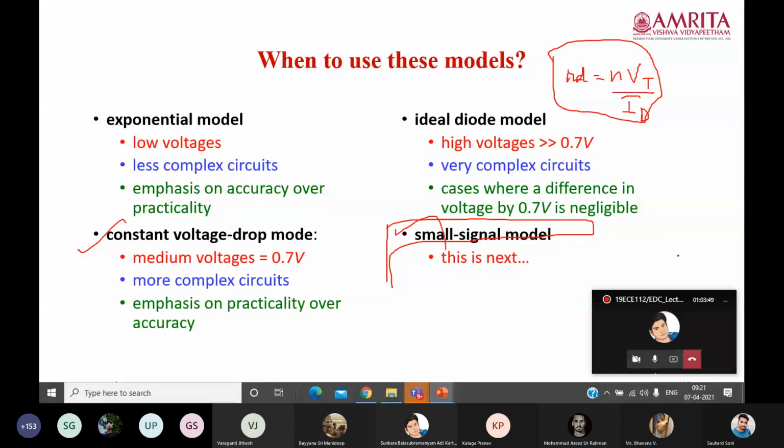Finished? Yes, ma'am. For the small signal model, we have to leave some gap, no? No, no need. You just leave it. Okay. I'll teach you that time. That time I'll tell you the significance of the small signal model. I'll give some notes, tips. Okay.